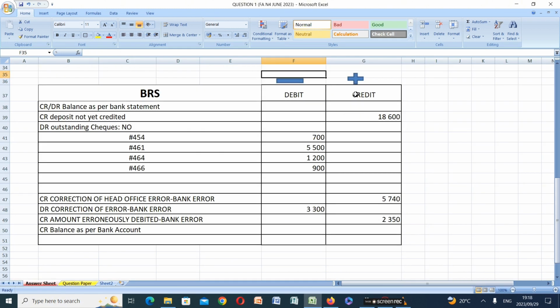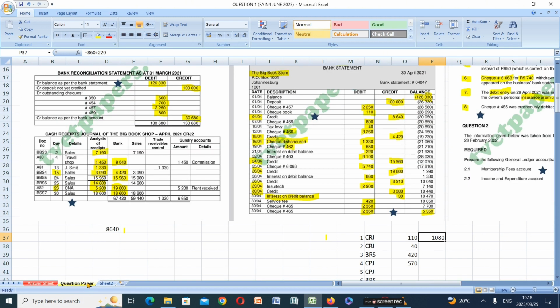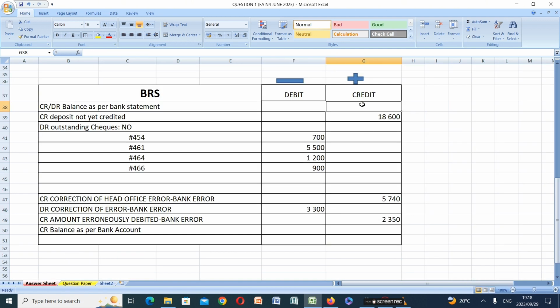It's supposed to be on the positive side because it's favorable. If it was unfavorable, which is a negative, you would have had brackets or a negative sign just in front of it. So in this case, it's a positive amount. So we write it on the credit side, on the positive side of things. So it's 5,350, just like this. Now we're done with all the amounts.